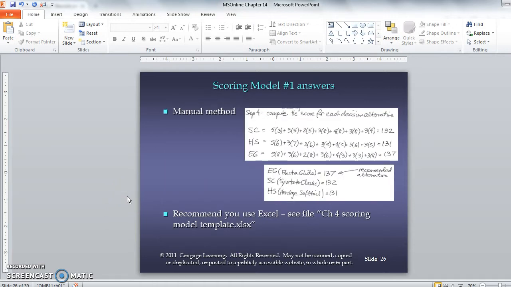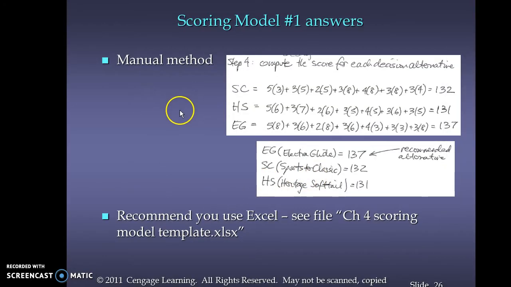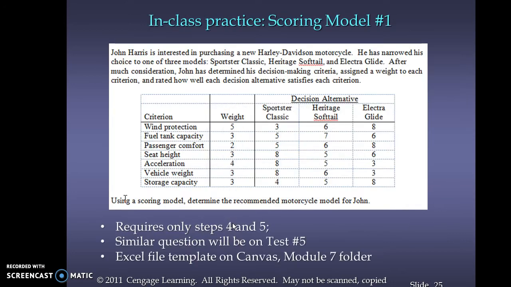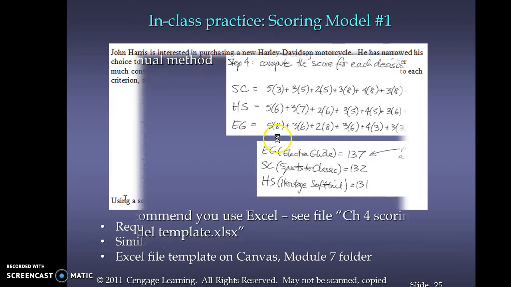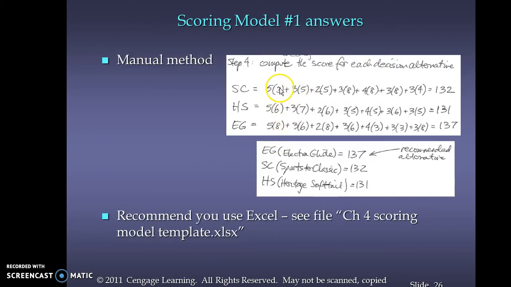All right, I've given you 2 methods here. Manual method, and this is a screenshot from the answers posted on Canvas, and SC, Sportster Classic, so on and so forth. So what we did was we took each weighting factor and multiplied it by the performance. Let's take a peek back at that again. In terms of the Sportster Classic, for the wind protection, weighting was 5, performance was 3. Fuel tank, weighting was 3, performance was 5. See how I'm going through? Repeat that for 7 factors.